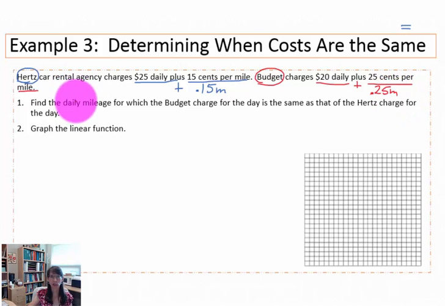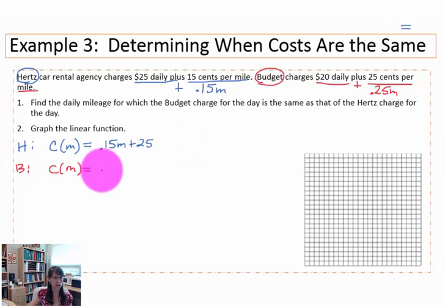So what we want to do is first come up with the individual charges. For Hertz, I'll just write H. Their cost is a function of the miles you drive the car. So cost is a function of miles. It is 15 cents per mile added to $25 daily. So that describes the total cost for the Hertz Rental Car Agency. Now we're going to look at Budget. Budget charges 25 cents per mile and $20 per day. So there are the two functions.